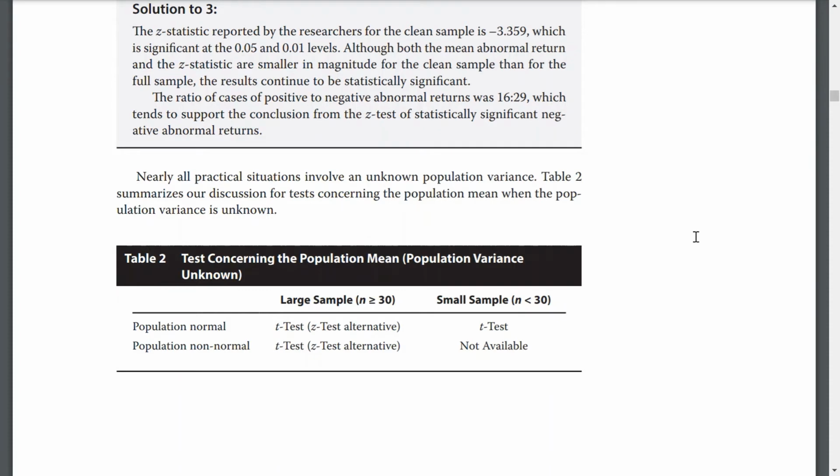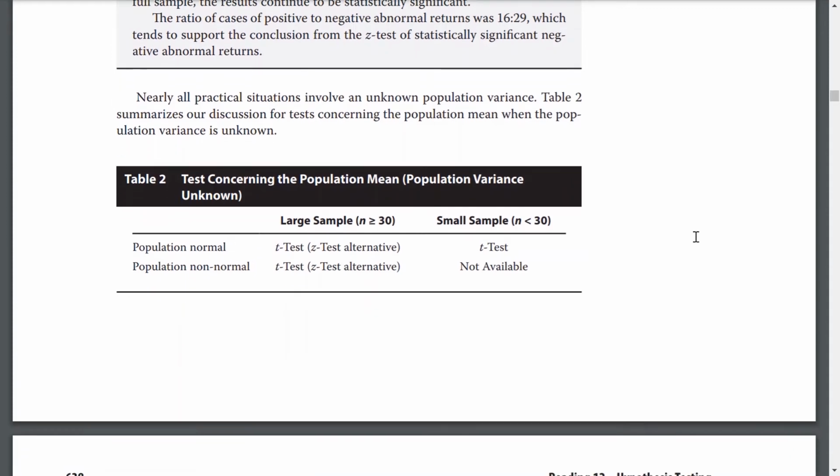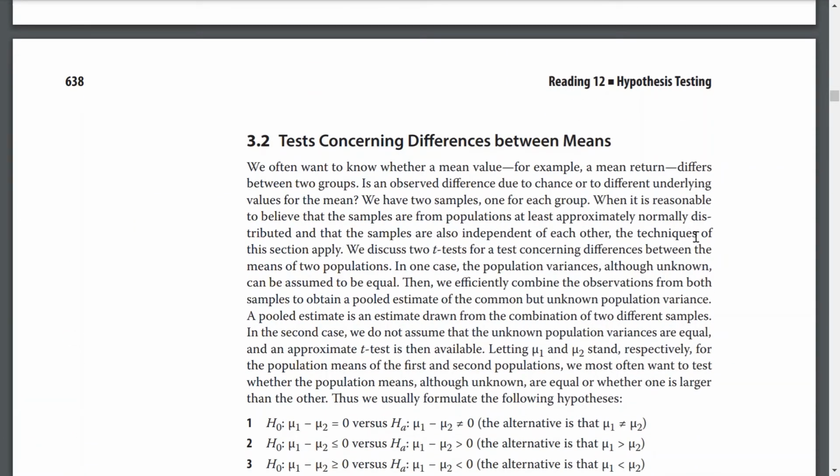Table 2 summarizes our discussion of tests concerning the population mean when the population variance is unknown. Table 2, that's what it looks like. 3.2 Tests concerning differences between means. We often want to know whether a mean value, for example a mean return, differs between two groups. Is an observed difference due to chance or to different underlying population means?